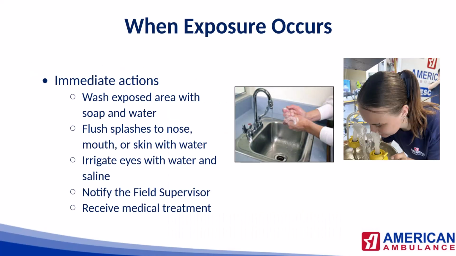In the event you have an exposure to blood or any other potentially infectious materials, here are a few things that you can do. 1. Wash needles, sticks, and cuts with soap and water. 2. Flush splashes to the nose, mouth, or skin with water. 3. Irrigate eyes with clean water, saline, or a sterile irrigant. No scientific evidence shows that using antiseptics or squeezing the wound will reduce the risk of transmission of a bloodborne pathogen. Using a caustic agent such as bleach is not recommended.